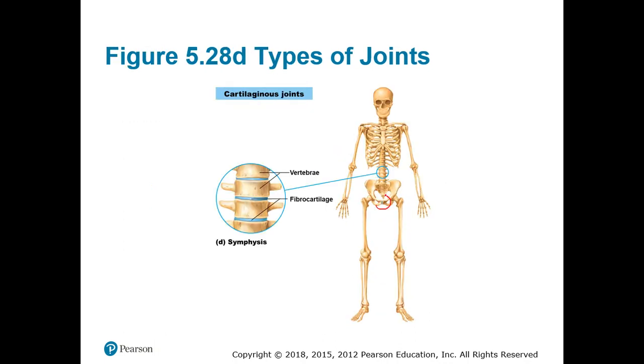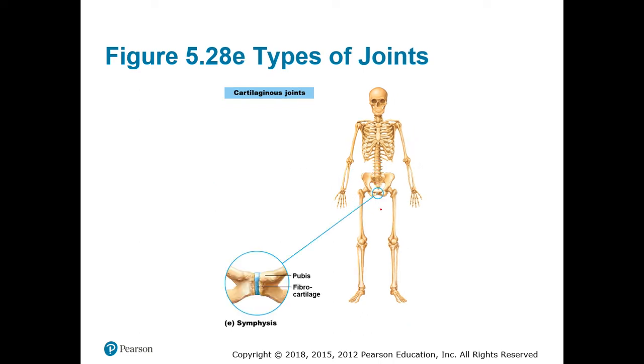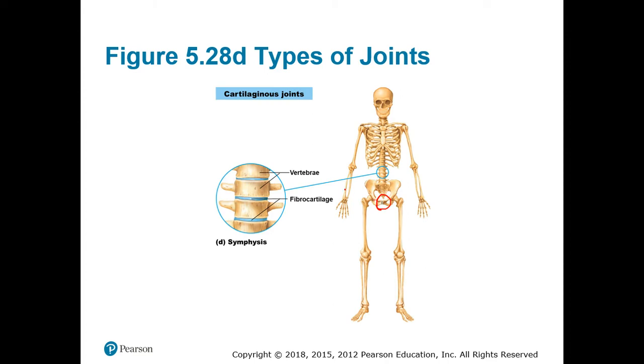Here is your pubic symphysis. It connects the two halves of your pubic bone together. And then here we have our intervertebral discs. These are bits of cartilage that are located in between your vertebrae and your backbone. So it cushions those.